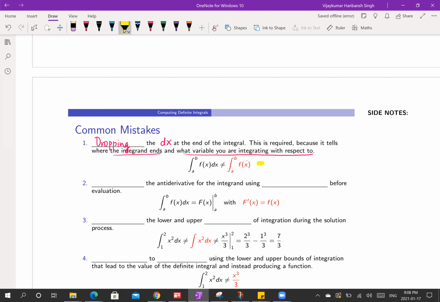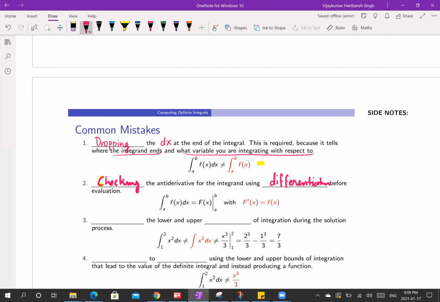Another one is not checking the antiderivative of the integrand using differentiation, taking the derivative, before evaluation. So the integral from a to b of f(x) dx is F(x) from a to b, with F prime of x equal to f(x).